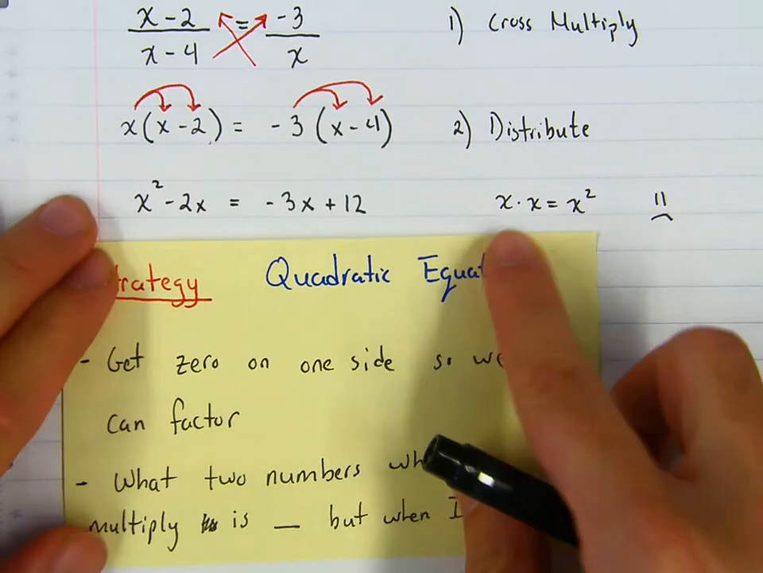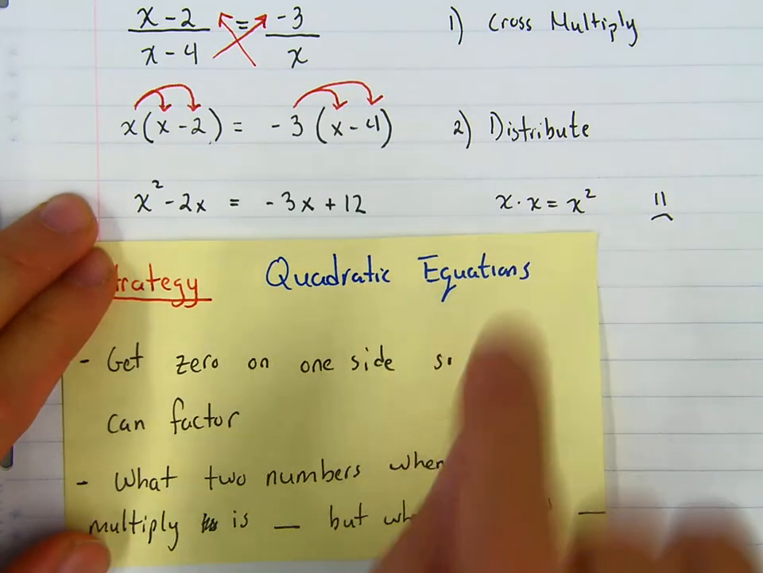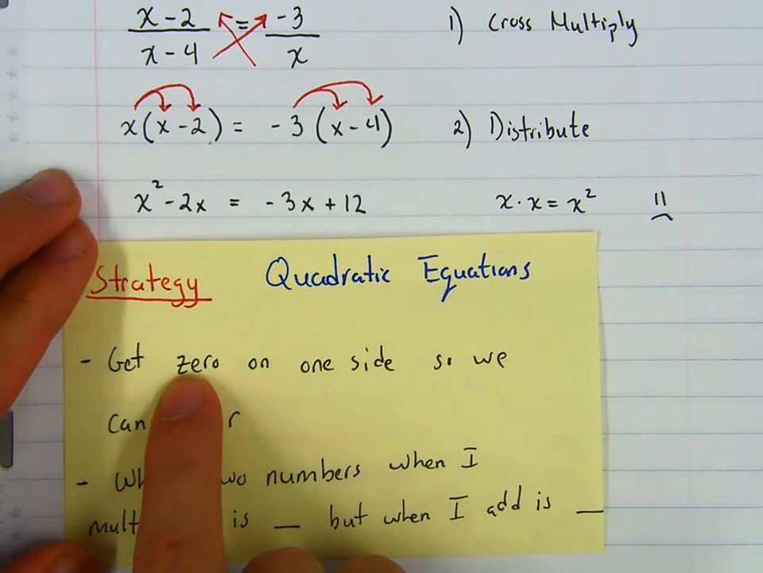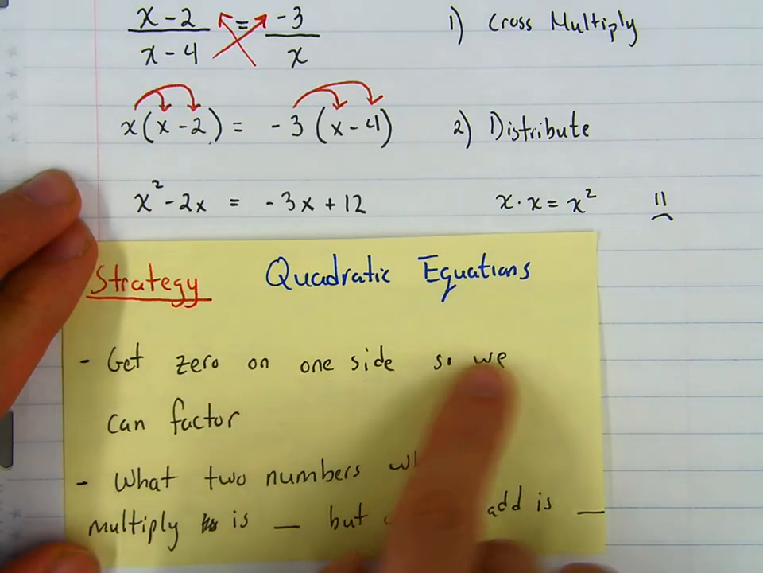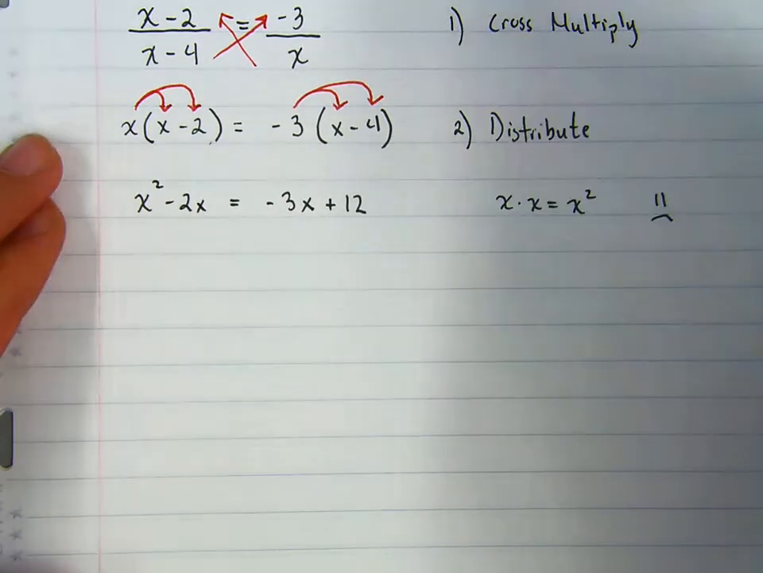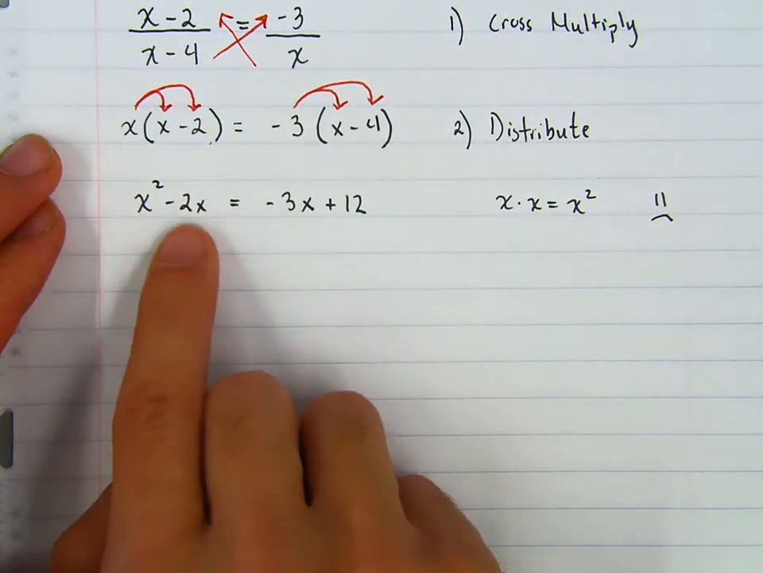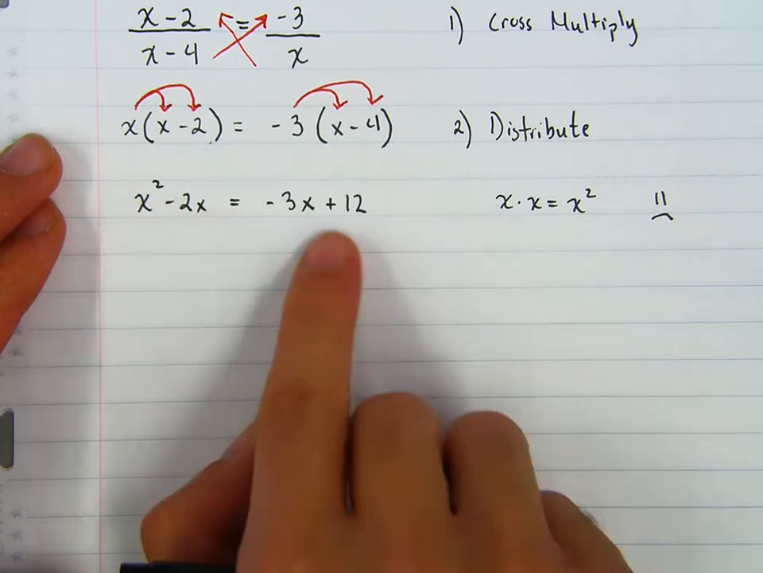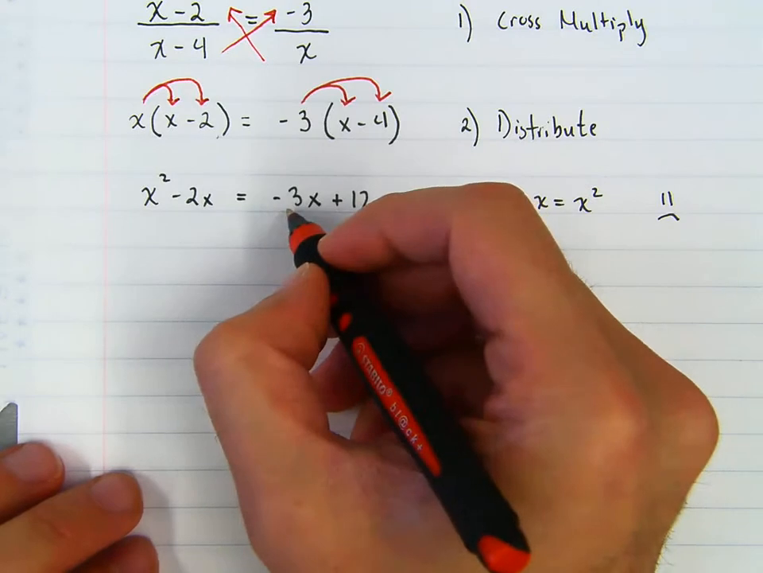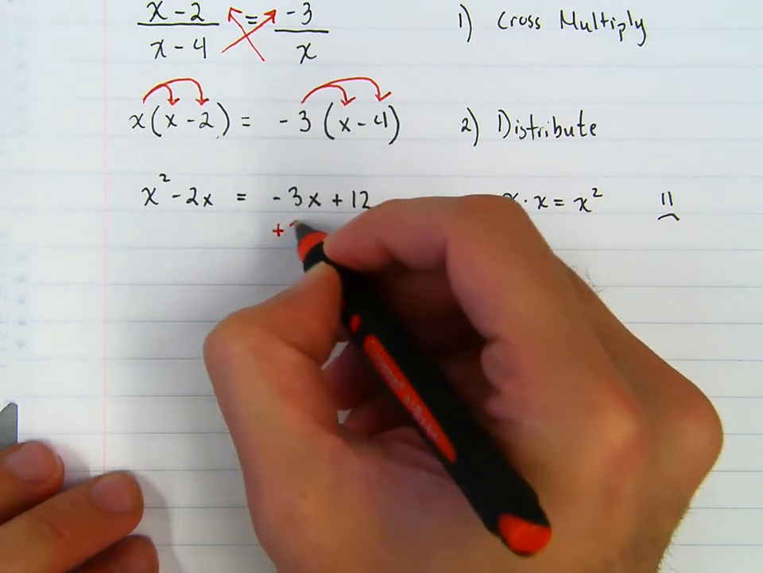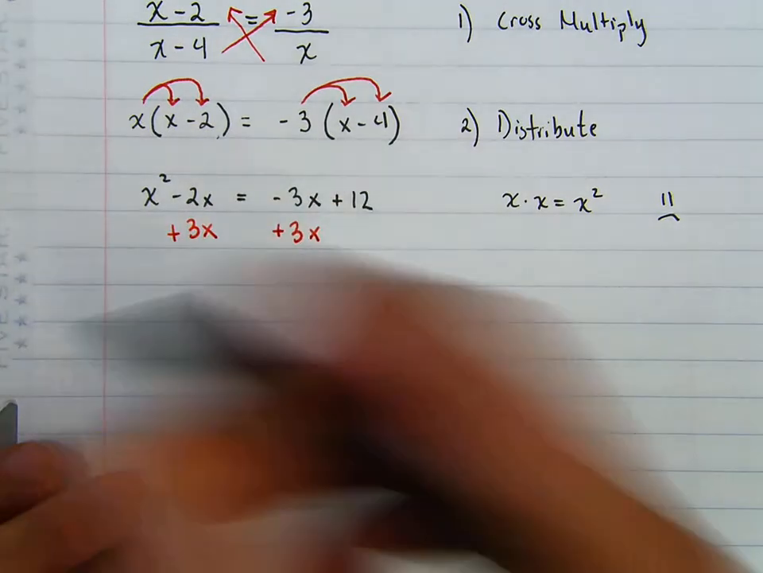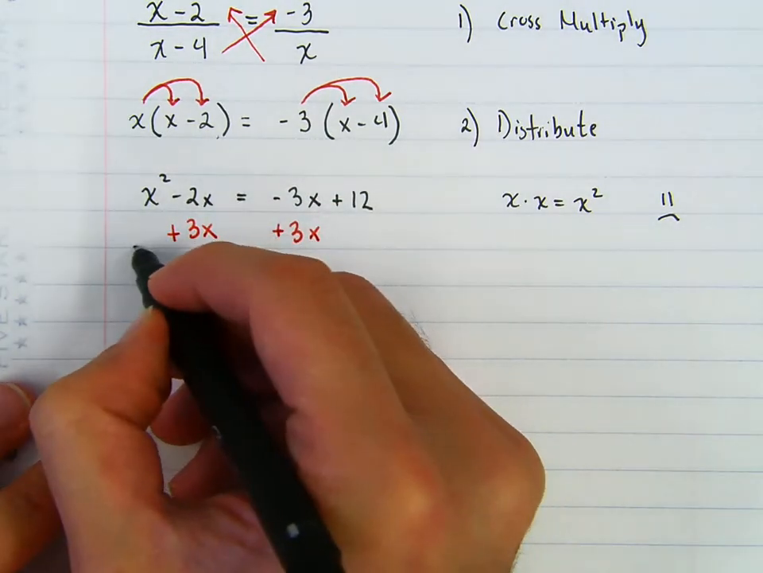Now, what is the strategy? We've done this many times. What is the strategy for solving quadratic equations? You want to get 0 on one side so we can factor. So here we want 0. Notice that the x squared minus 2x is over here, and you want this side to be 0. So how are you going to make this become 0? If I have a negative 3x, let's add the 3x, and then add the 3x over here too. We're going to make this right side of the equation equal to 0.